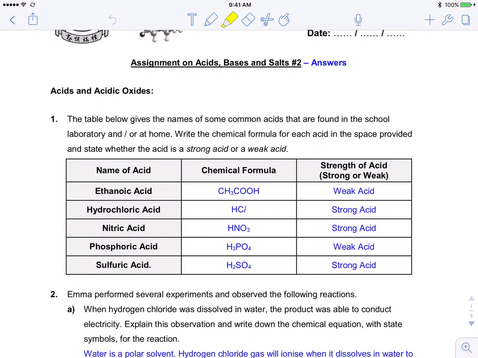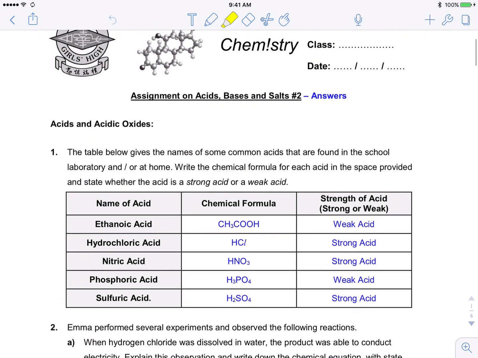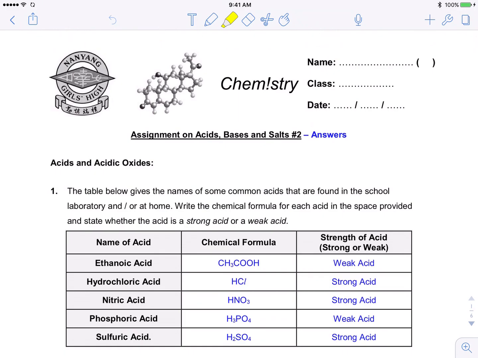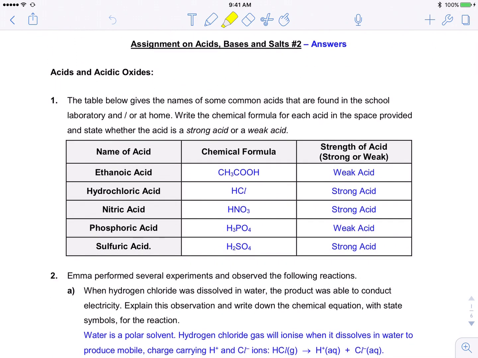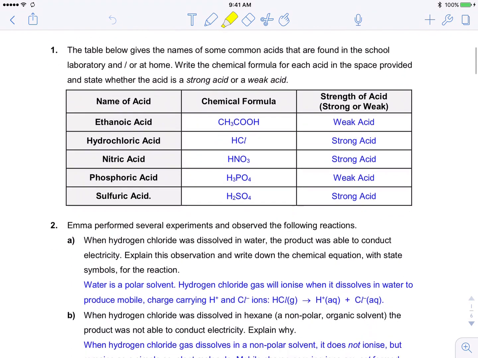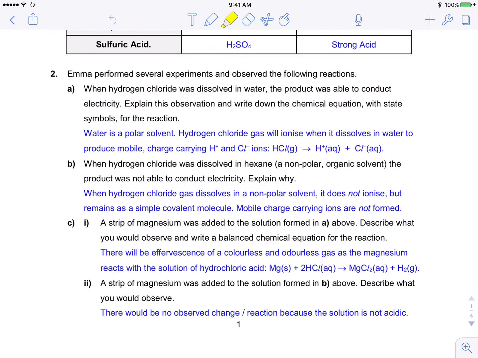So welcome to the screencast for assignment 2 on acids, bases and salts. The first question is on writing the formula and stating whether it's a strong or weak acid. I think this is similar to assignment 1, so I won't really go through this. Now question 2 is the one that I wanted to go through.